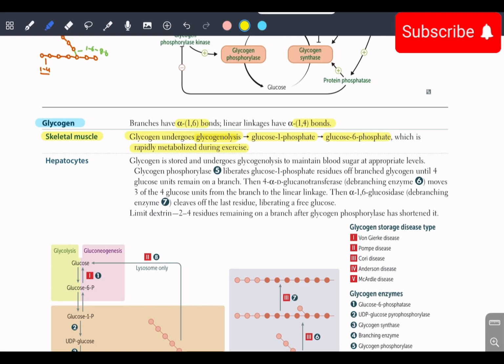If we talk about hepatocytes, glycogen is stored in hepatocytes, and it can be used and can contribute to the blood glucose level. Glycogen is stored and undergoes glycogenolysis to maintain blood sugar at an appropriate level. So one difference is that hepatocyte glycogenolysis can contribute to blood sugar level, but skeletal muscle glycogenolysis cannot. The liver has glucose 6 phosphatase, allowing glucose to be released into the blood. So this is the main difference between skeletal muscle and hepatocytes.